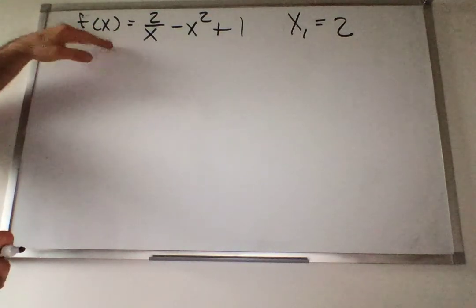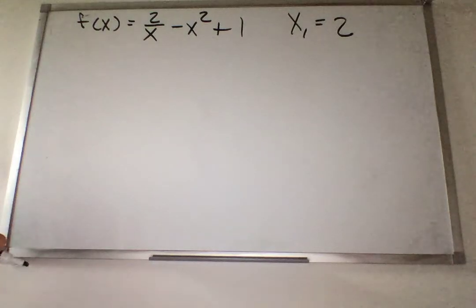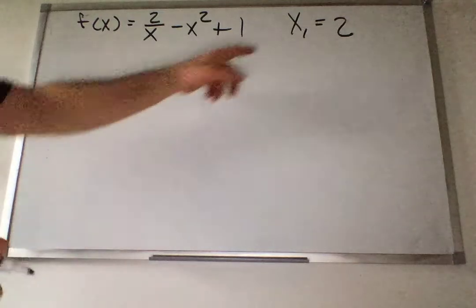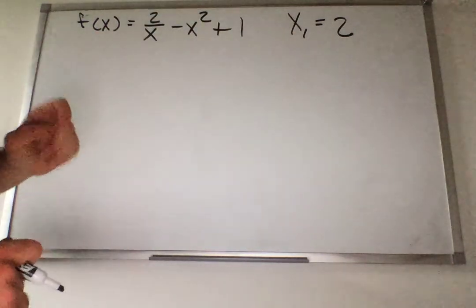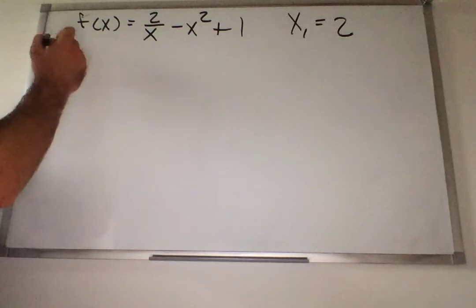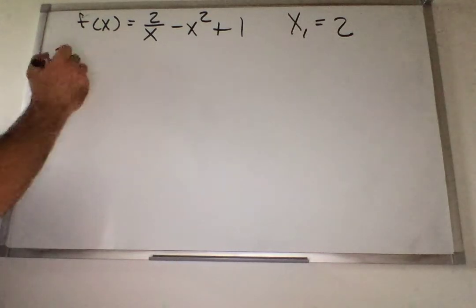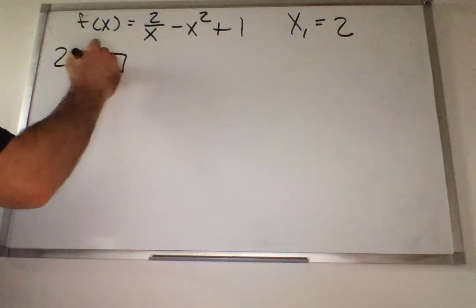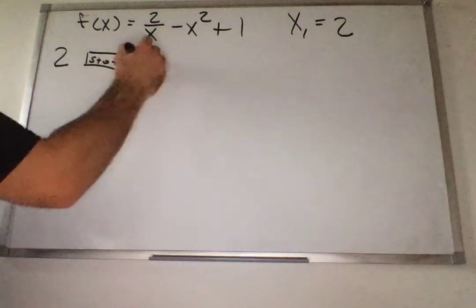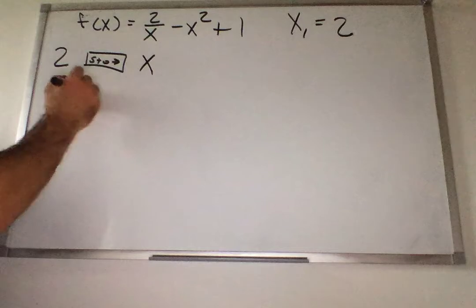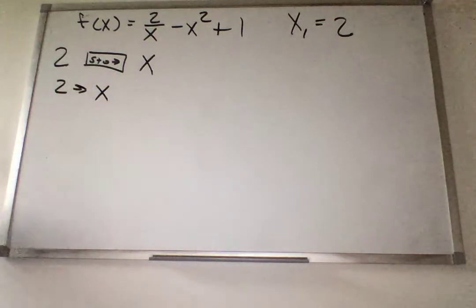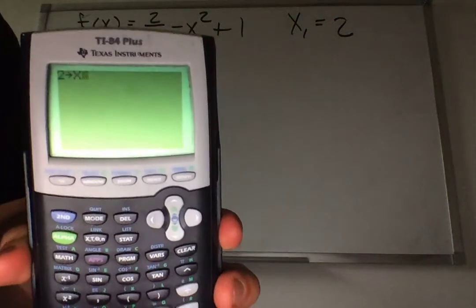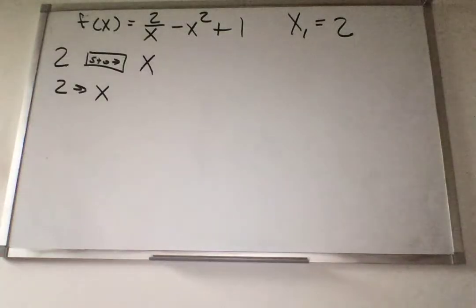On my calculator, I have it entered into y2. You could enter into y1, that's fine. And then we need to take our initial guess and store it into our x variable. So I'm going to hit 2, I'm going to hit the store button, and I'm going to hit X. So that's going to be 2 arrow X on the calculator, and that's just going to store 2 into here. Now 2 is stored into there.